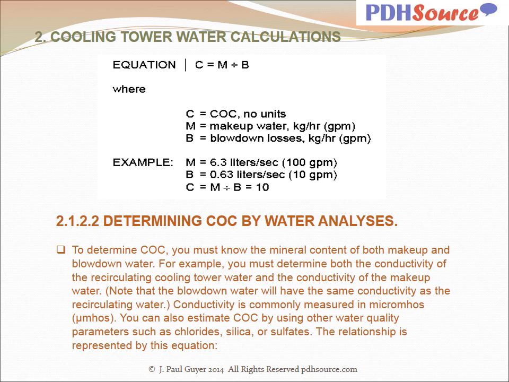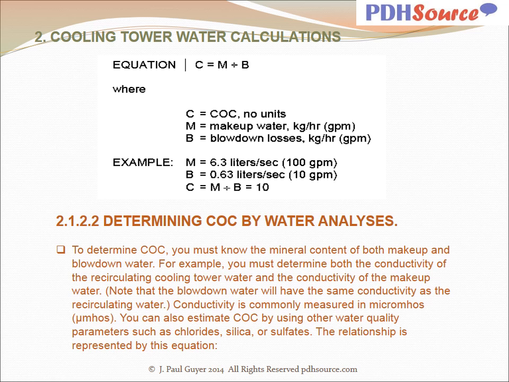Determining the COC by water analyses. To determine cycles of concentration, COC, you must know the mineral content of both the makeup and blowdown water. For example, you must determine both the conductivity of the recirculating cooling tower water and the conductivity of the makeup water. Note that the blowdown water will have the same conductivity as the recirculating water. Conductivity is commonly measured in micromhos.